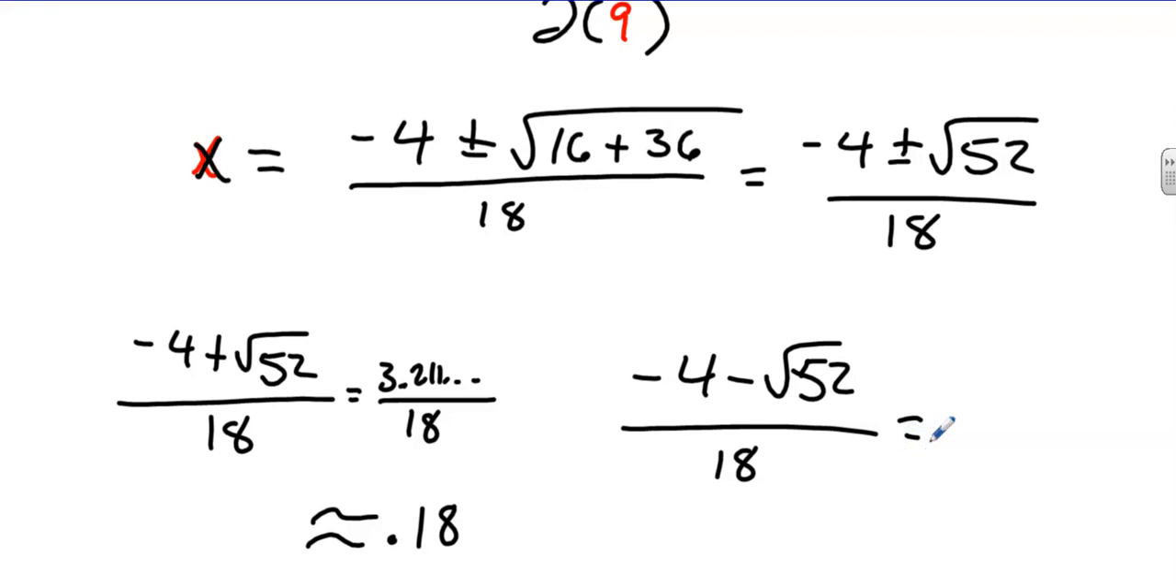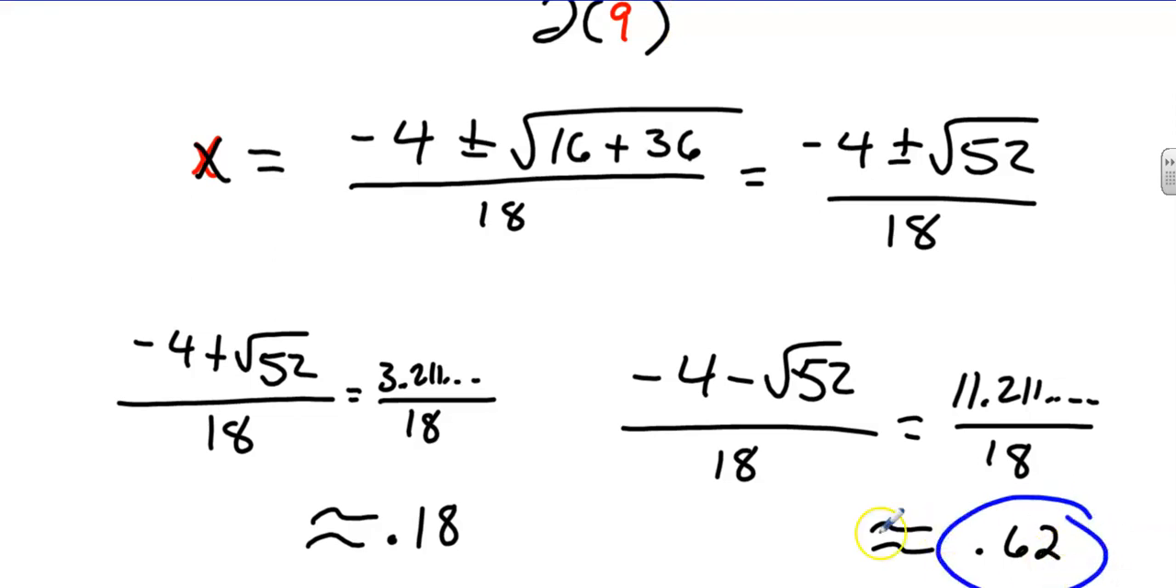Okay, do the same thing on the second one, but now it's negative 4 minus that, so it's a negative 7.2 and negative 4, so that's negative 11.211. Whatever numbers come after that, divided by 18. And again, we'll round it off to 2 decimal places, so that should come out to be negative 0.62. And there's your 2 answers that you're looking for. Oh, that wasn't negative.